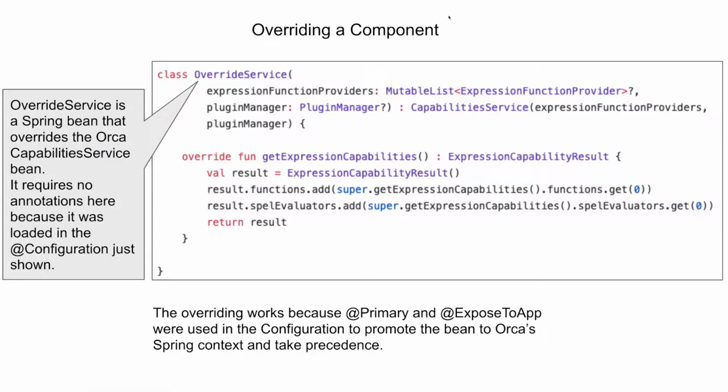So this is our override service. And we don't have component or any other annotations on this class because it gets brought in through that configuration we were just looking at. And this is going to take the place of the capabilities service bean that's a part of Orca by default. It's going to replace its functionality with custom behavior.